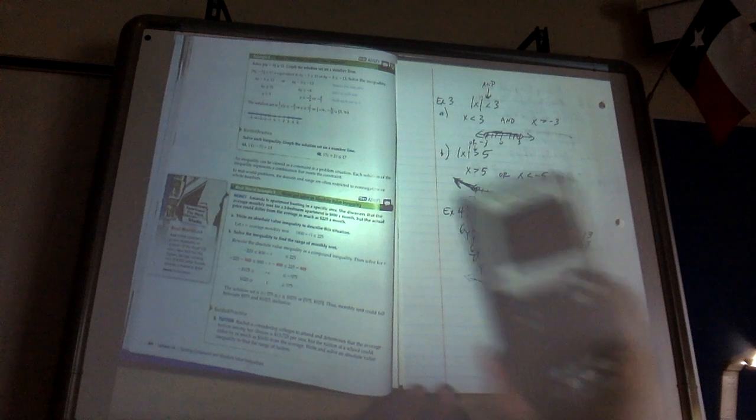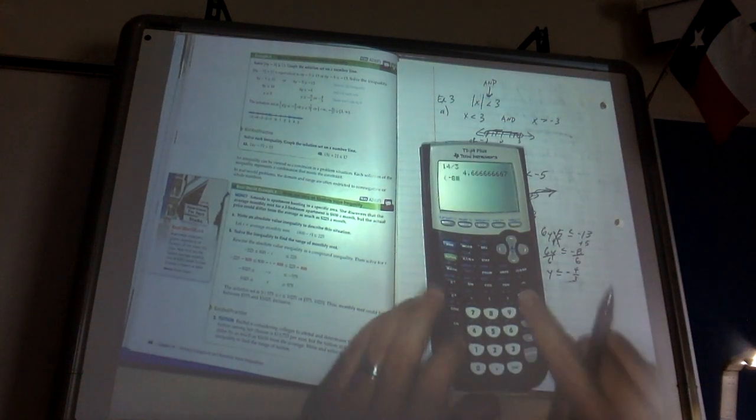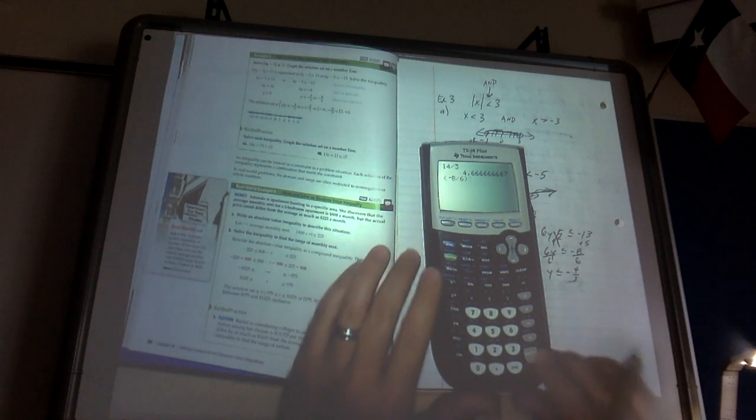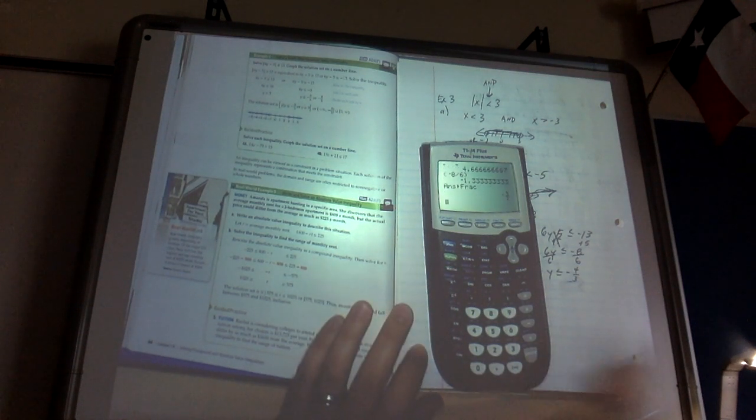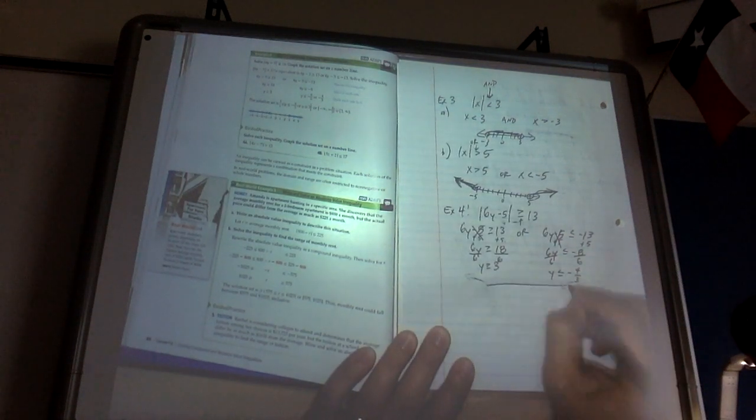Now, if you're not good at that, go to your calculator, do -8 divided by 6. All right, hit enter, and then math enter. Takes it to -4/3 right there for you. All right, so let's go graph this. We should be all right.